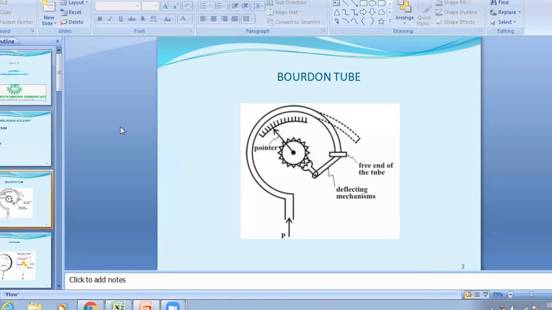In chemical process industries and food process industries, many pressure sensors are used, like Bourdon tube and bellows. Diaphragm is also used, but the first preference is the Bourdon tube and bellows. Diaphragm is the second preference because one disadvantage is that a diaphragm basically cannot measure high pressure. Understood? So that is the disadvantage.